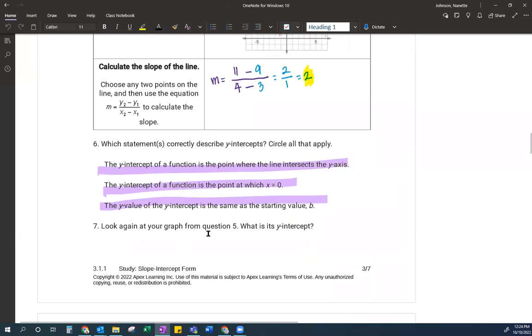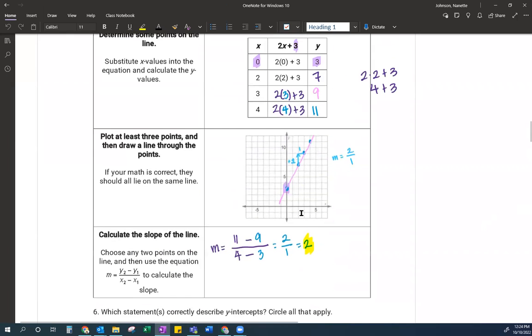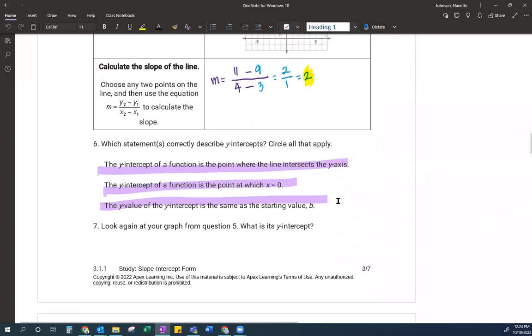Look again at your graph from question 5. What is the y-intercept? Well, the y-intercept is right there at (0, 3). Different people label the intercept differently. I like to label my intercept as a point because it is a point. So I write it as (0, 3), where 3 is my b. Okay.